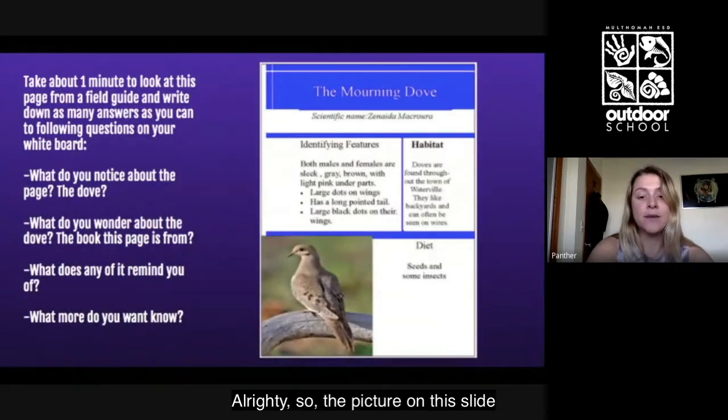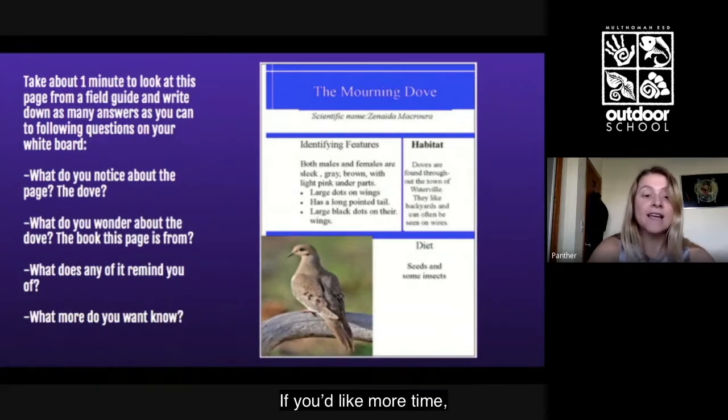Alrighty, so the picture on this slide is of a page from a field guide. Let's take about a minute or two to check it out. If you'd like more time, you can also pause your video.